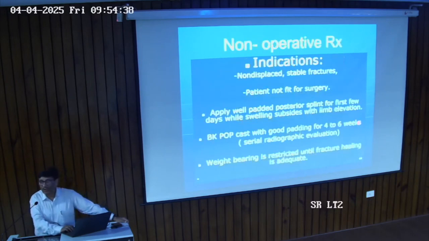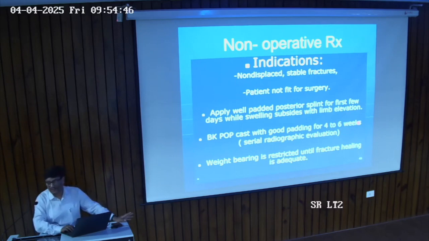So where do we give non-operative treatment and where do we have to give surgical treatment? Non-operative treatment indications are undisplaced fractures, stable fractures. You understand that ring concept. If there are two fractures in the ring, two places of disruption, it is an unstable fracture, even if it is undisplaced. So in these fractures, we may require surgery, but stable, non-displaced fractures we can manage with plaster of Paris. A patient not fit for surgery is obviously an indication for non-operative treatment.